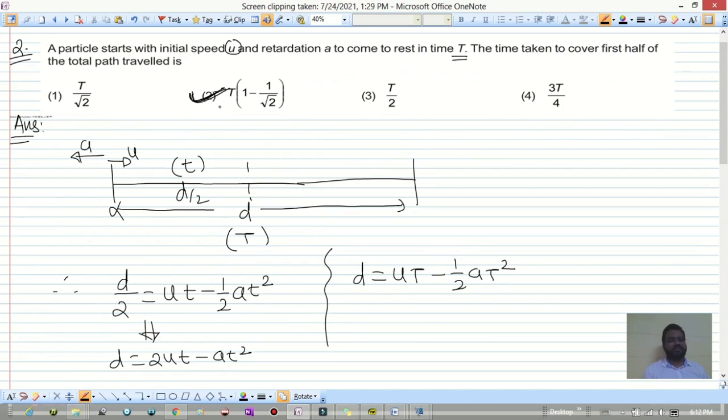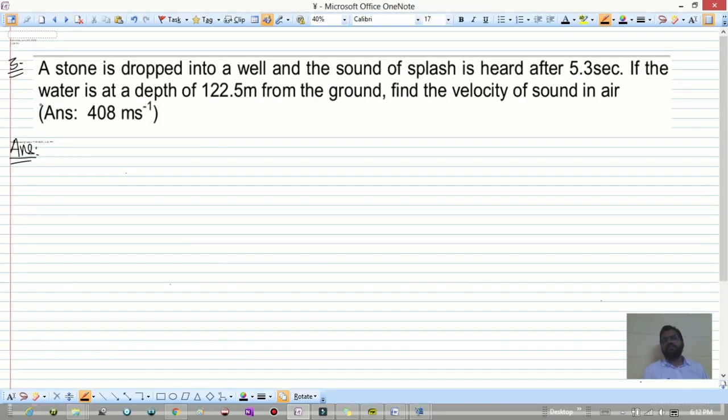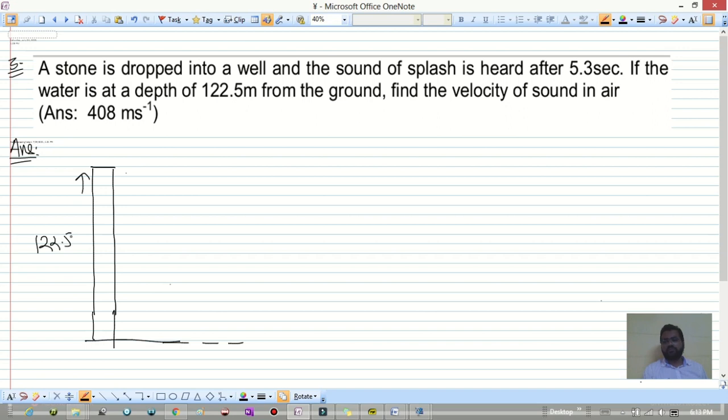So I hope this is clear to all of you. Now the third question. A stone is dropped into a well and the sound of the splash is heard after 5.3 seconds. If the water is at a depth of 122.5 meter from the ground, find the velocity of sound. So this is the depth of the water, and that is given as 122.5 meter.